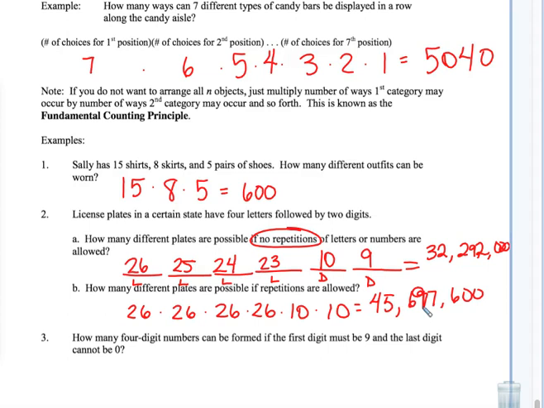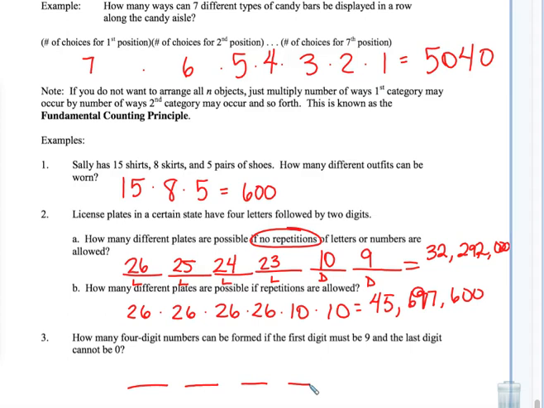All right, number 3. How many 4-digit numbers can be formed if the first digit must be a 9 and the last digit cannot be a 0? Okay, so again, I'm very visual. I have to think to myself, 1, 2, 3, 4 digits. The first one has to be a 9. The last one can't be a 0.